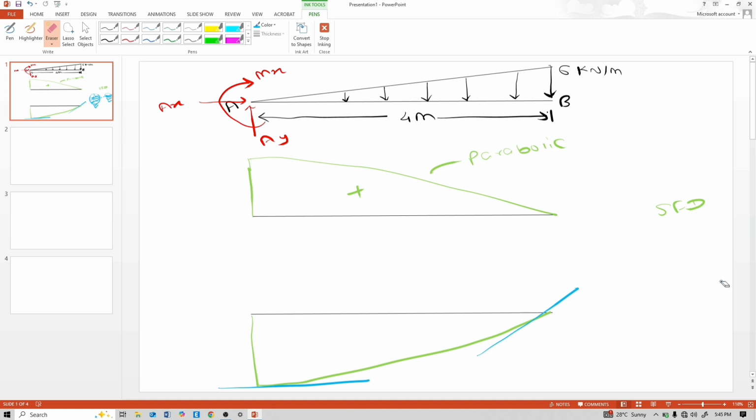And here for shear, the same terminology applies. dV by dx is equal to load. If load is 0, then slope is 0. See here, slope is 0. If load is maximum, then slope is maximum. See here, slope is maximum.